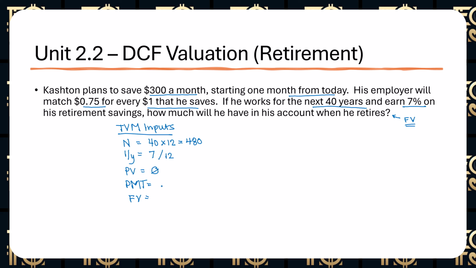The payment that he's going to make is a payment of $300, and his employer is going to match that 75 cents for every dollar. So we're going to take the $300 that he's contributing, and we're going to multiply that by 75%, or 0.75. What we will find is that his monthly contribution, his contribution plus the employer match, results in a total deposit of $525 per month into the account. We'll go ahead and put a minus sign because that's technically a cash outflow.